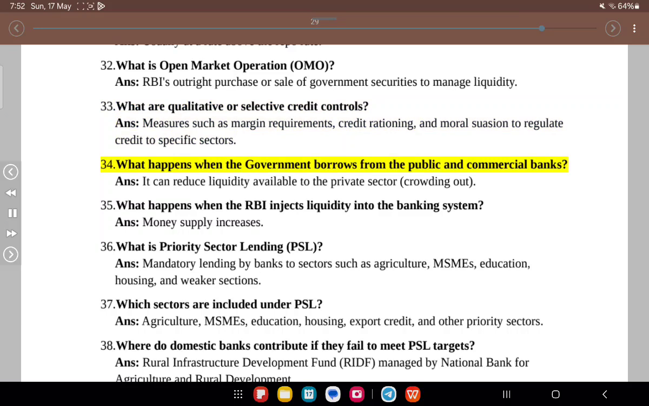34. What happens when the government borrows from the public and commercial banks? It can reduce liquidity available to the private sector, crowding out. 35. What happens when the RBI injects liquidity into the banking system? Money supply increases.